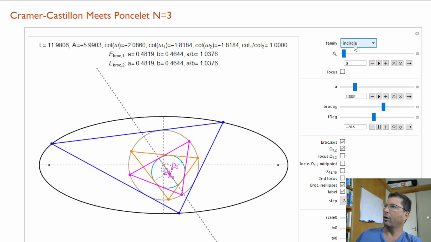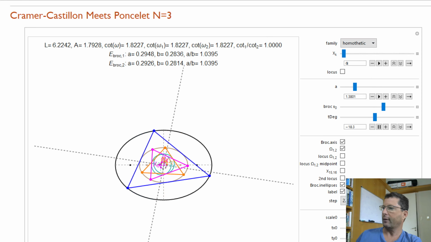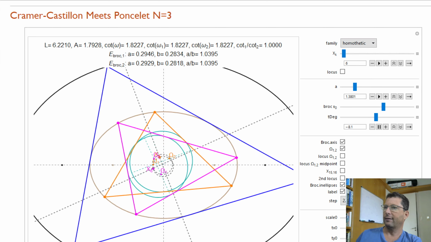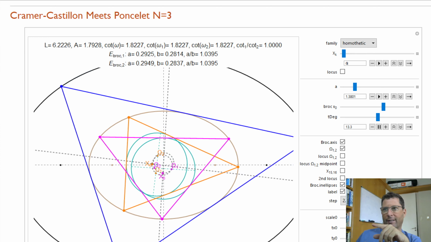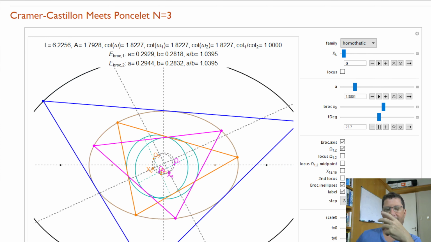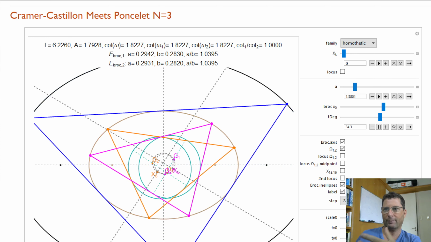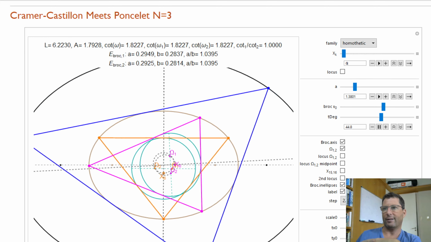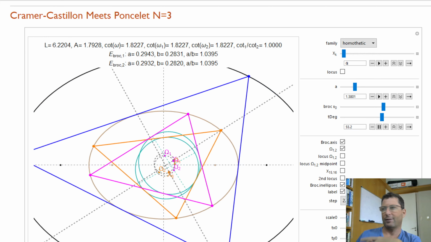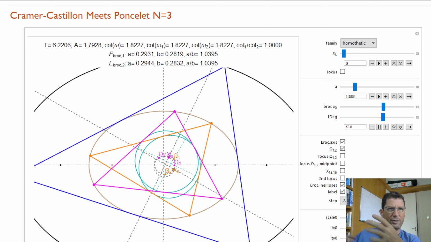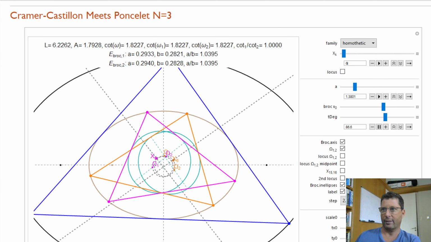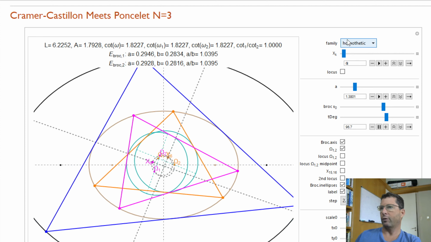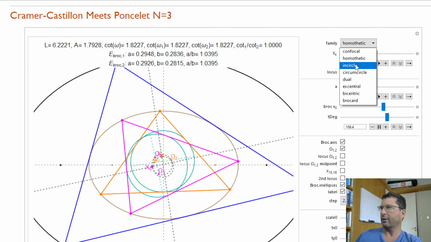How about if I went to the homothetic family? What do I get? I also don't organize anything. I have distinct Brocard in ellipses. I have distinct Brocard circles. I have distinct Brocard axes, etc. So we're not getting a lot of harmony here. Of course, there's a lot of interesting remarks that can be made about the loci of various centers in the homothetic pair, but we're not going to spend time talking about this here.